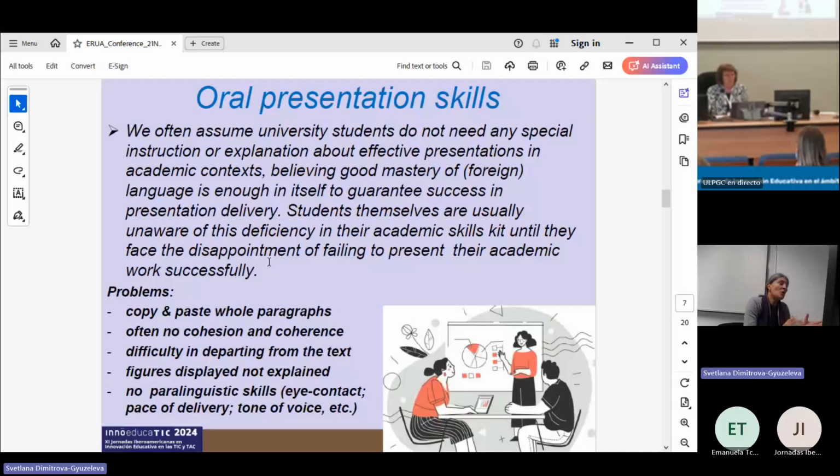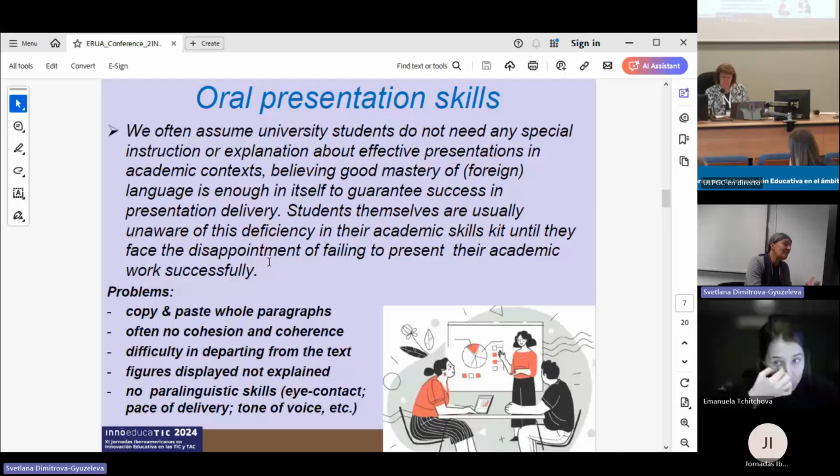Often there is no cohesion or coherence, there is no internal structure in their oral presentation. And then they find it really challenging to depart flexibly from the text. They just keep within what they have prepared. They display figures and illustrations without providing the necessary explanation. And of course, they have poor paralinguistic skills as well as their body language, no eye contact with the audience, or they just stare at us as lecturers because we have to assess their performance.